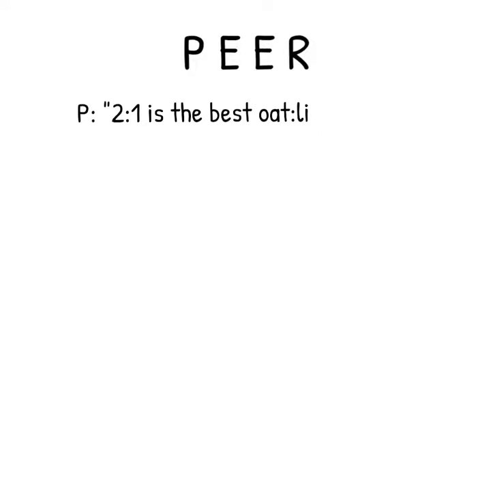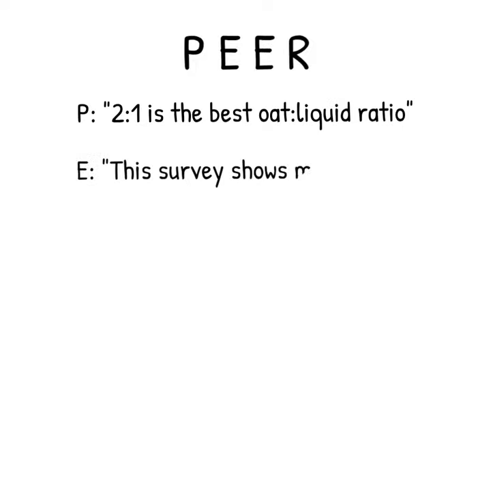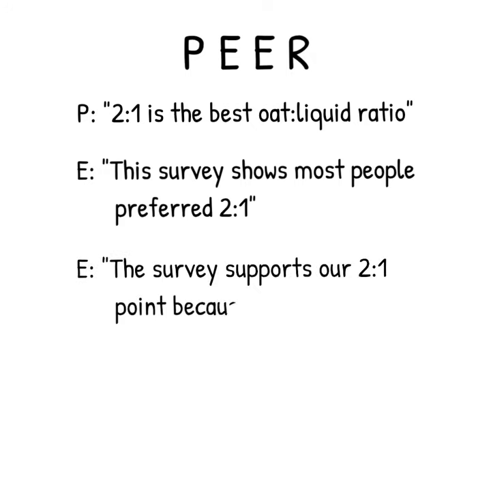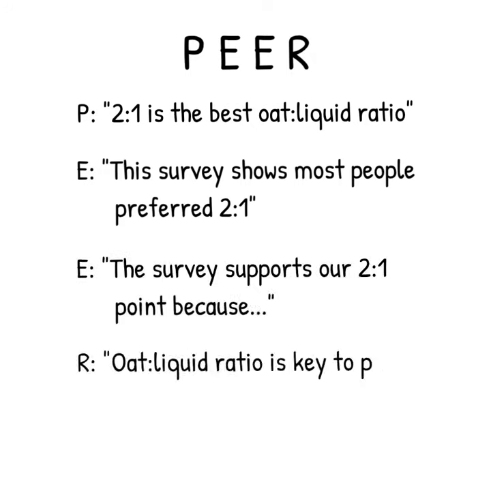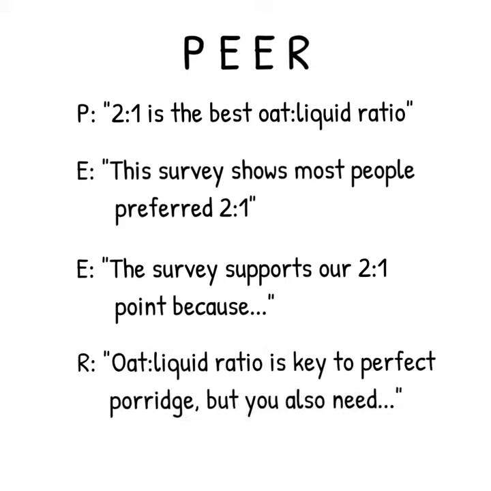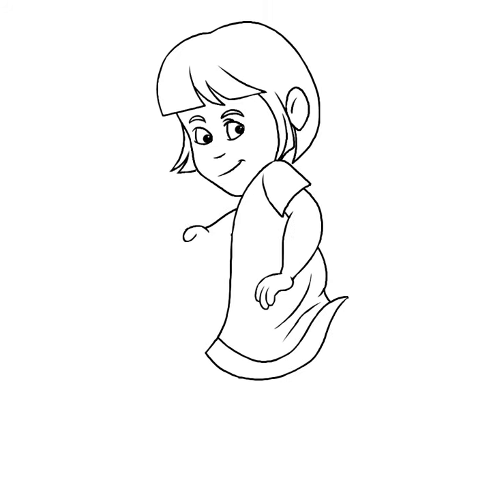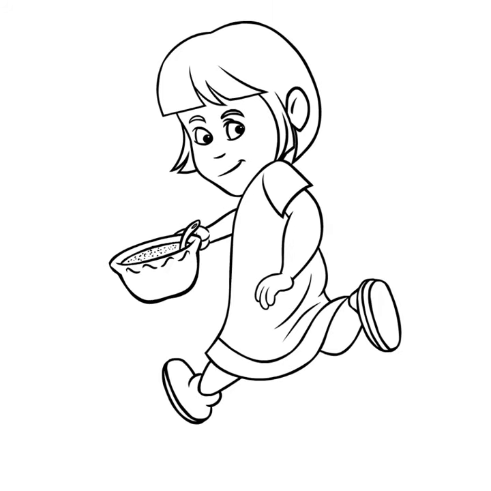So now you know how to use the PEER structure to get your arguments just right. You make your point, you present your best evidence, you explain why your evidence supports your point, and then you relate your point to your overall argument. So hopefully you too can use the PEER structure to make great arguments, and also to help Goldilocks make her own great porridge, instead of stealing it from bears.